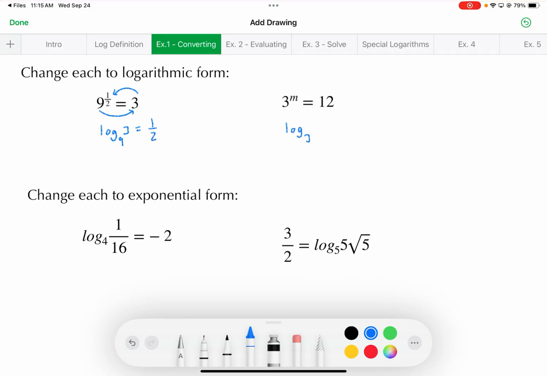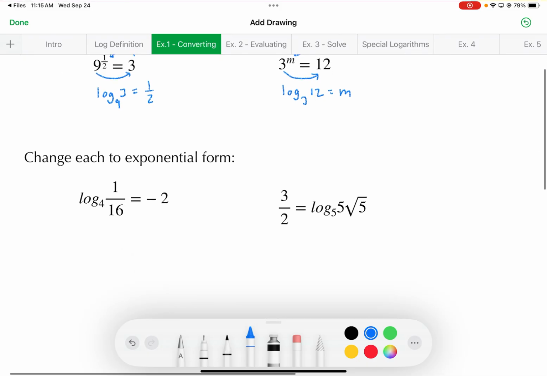All right, so 3 to the power of m equals 12. That's log base 3 of what? Should I put an m there or a 12 there? 12 equals m. So again, there's a circular pattern. I start at the base. Log base 3 of 12 equals m.